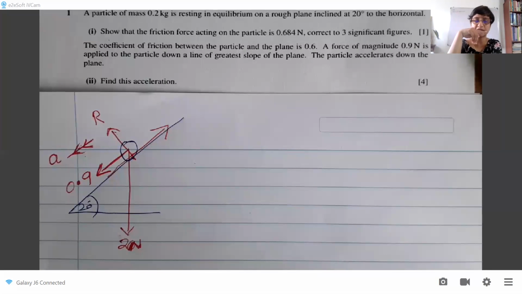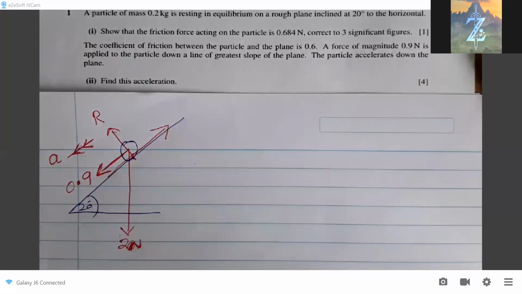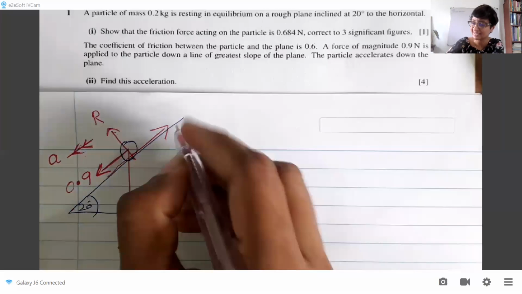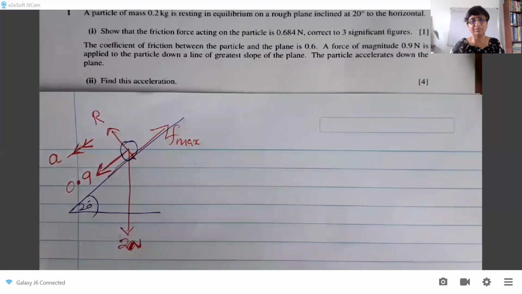No need to rush. It's moving, Nathan. It's going downwards, so it's already at F max. Yes, it's F max. If it is moving, F max, no second thoughts. After it has started to move, this maximum friction sustains. Very good, Hatvi. Yes, Hatvi is right too. If it is moving, maximum friction.